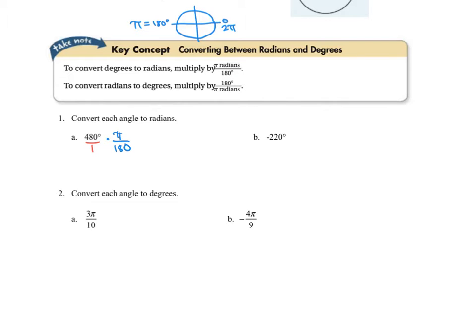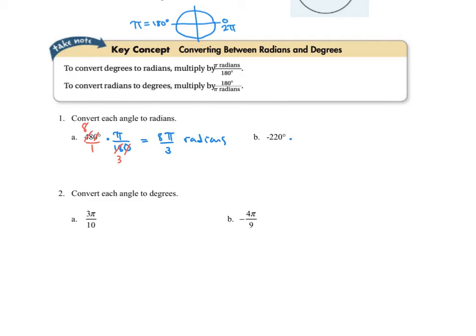So 480 and 180 could first both be divided by 10, or I'm just going to cancel off that 0. And 48 and 18 can both be divided by 6, giving me an 8 and a 3. And so I end up with 8 pi over 3 radians.